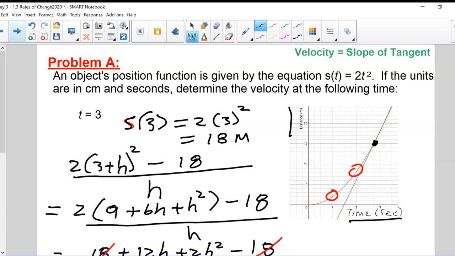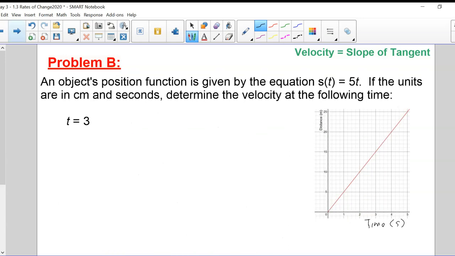So that was problem A. Let's get to problem B. So this time the object's position is given by the equation S of t, which looks like a straight line, y equals 5t. If you think about straight lines, it has a slope and it has a y-intercept. In this case, the y-intercept is 0. Doesn't mean it doesn't have an intercept. The intercept just happens to be 0. So if the units are in centimeters and seconds, again, determine the velocity at the following time.